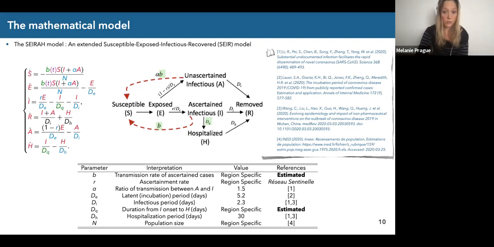From the literature, we fixed a lot of parameters, but the parameters that will be of very big interest here, because we know they change over time, are B, the transmission rate, and DQ, which is the hospitalization rate, meaning at which time someone who tested positive may or may not get hospitalized.